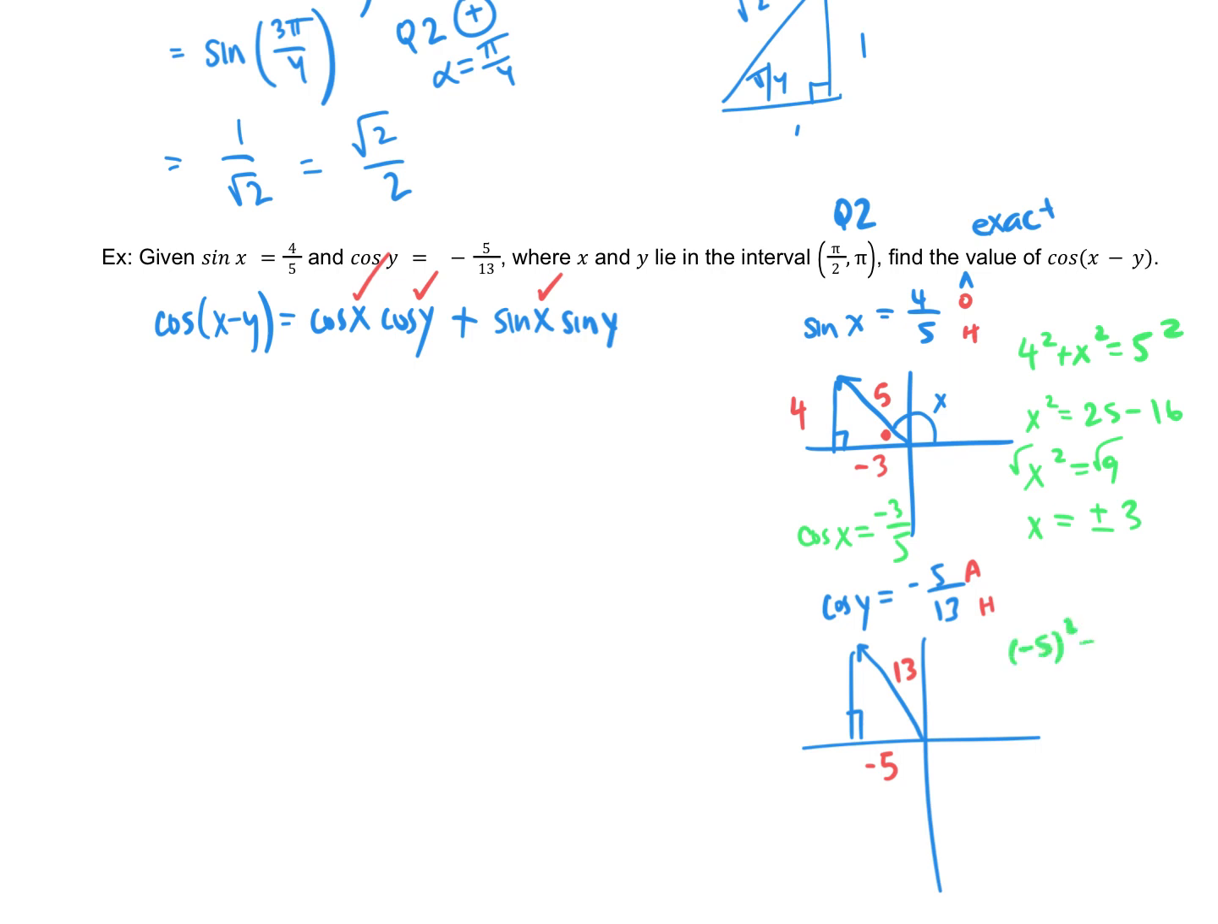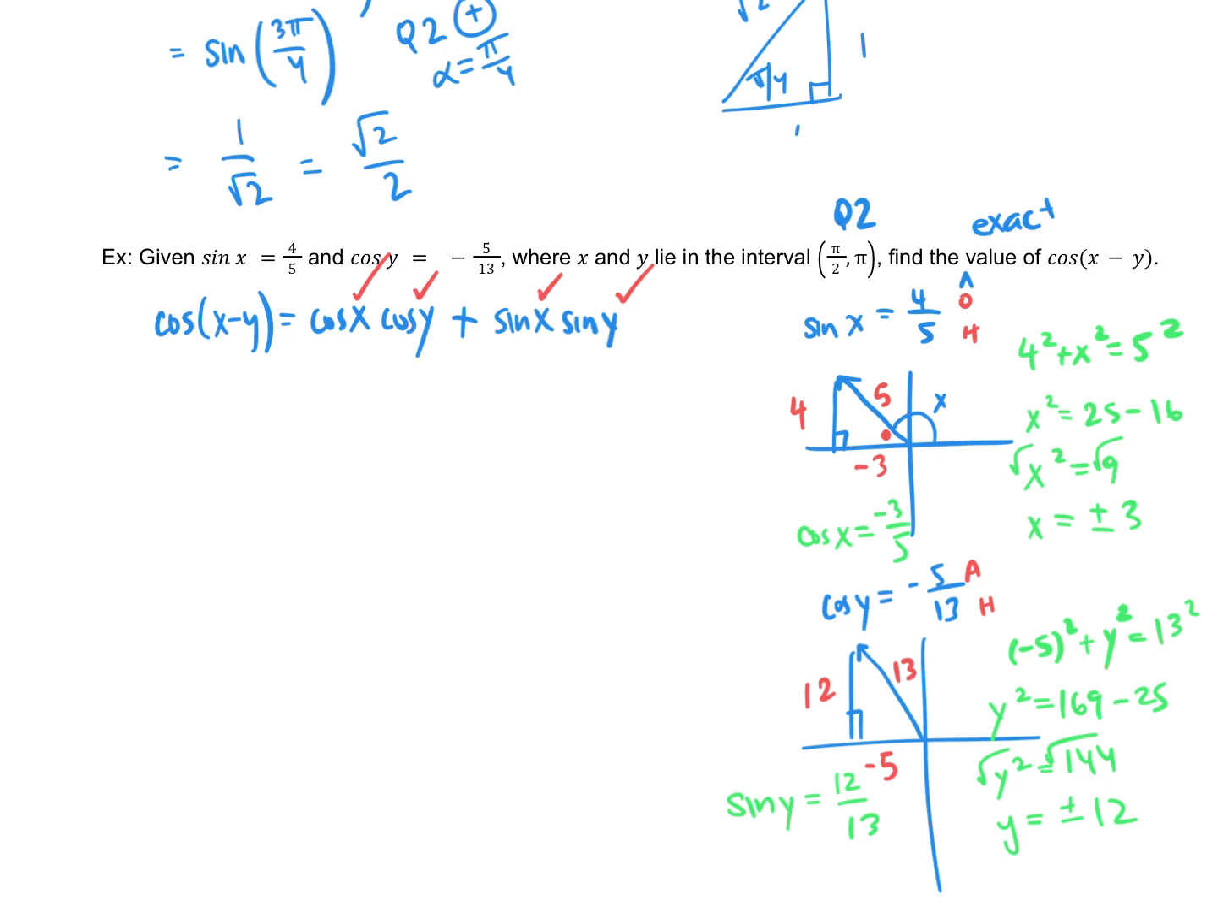Negative 5 squared plus, I'm going to use y squared this time because I'm looking for the vertical, equals 13 squared. 13 squared is 169. Negative 5 squared is 25. When it moves over, it becomes negative. And I get 144 for y squared. When we square root, it's positive or negative 12. Looking at our diagram, we're above the x-axis, so this is going to be positive 12, which means sine y, opposite over hypotenuse, is 12 over 13. And now I have the last ratio I needed.